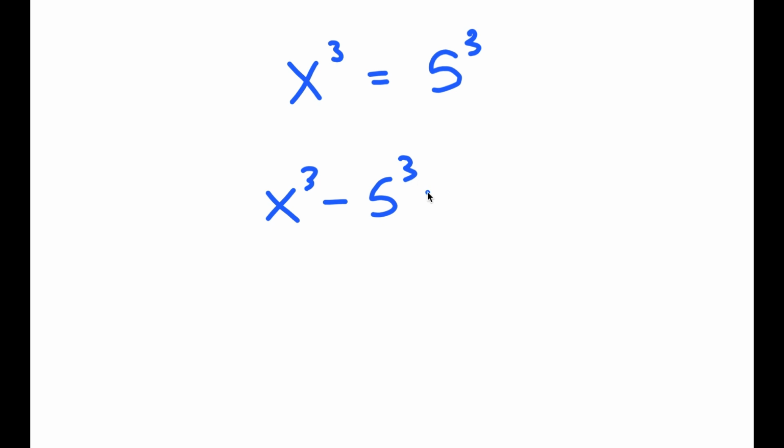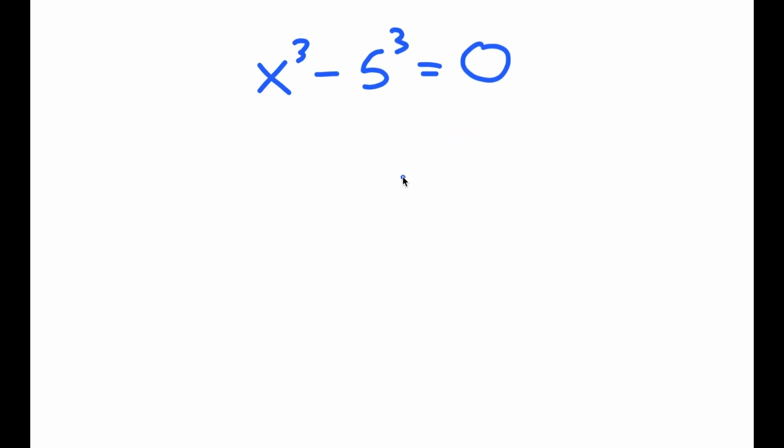Alright, so in this video, I'm going to solve the equation x to the power of 3 is equal to phi to the power of 3. So to solve this, I'm going to first subtract phi to the power of 3 on both sides. So I get x to the power of 3 minus phi to the power of 3 is equal to 0.